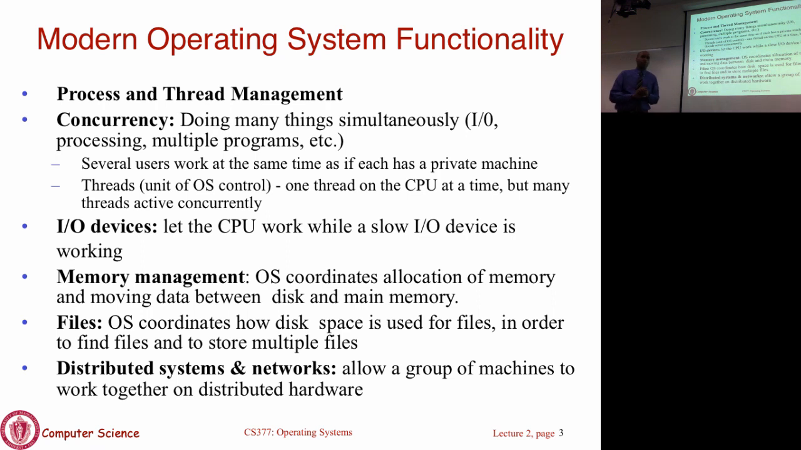The last point that we talked about was distributed systems and networks. This is the networking part of the hardware that the OS has to manage. What abstraction do you provide to applications so that they can communicate over a network with other applications residing on other machines?